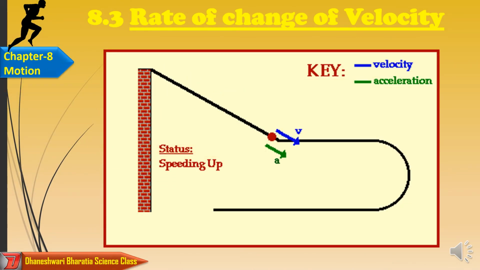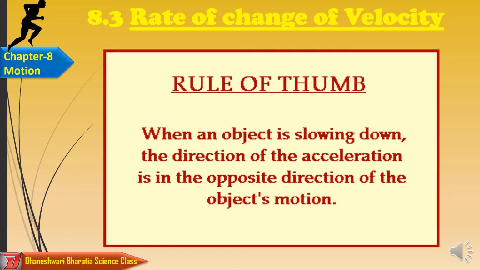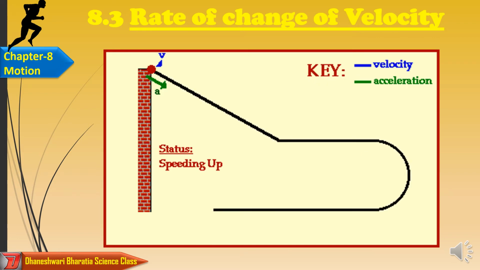Just try to understand the concept of velocity and acceleration, where you can see that red object is moving. So when the object is slowing down, as I have discussed right now only, the direction of acceleration will be opposite. देखो देखो अपोजिट हो गया ना डायरेक्शन.